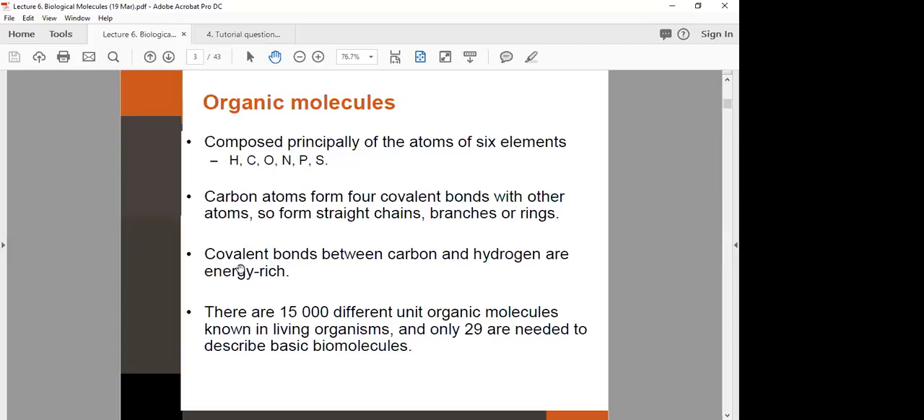The covalent bonds that we find, in particular between carbon and hydrogen, are energy-rich bonds. And we'll talk about extraction of that energy in living organisms in more detail in living systems too. There are 15,000 different unit or organic molecules known in living organisms, but only 29 are needed to describe the basic biological molecules. And we'll talk more about these different unit organic molecules also in living systems too.